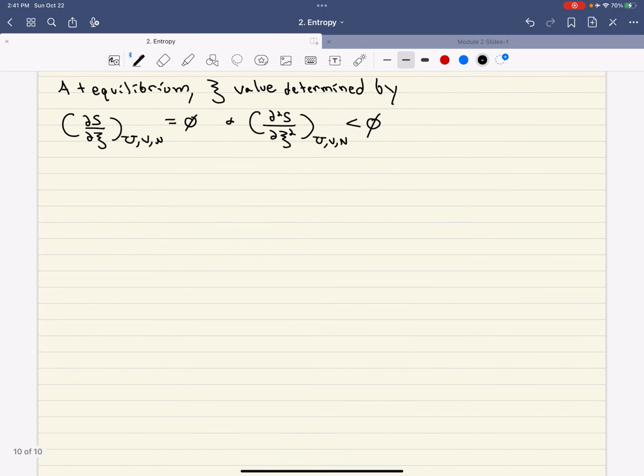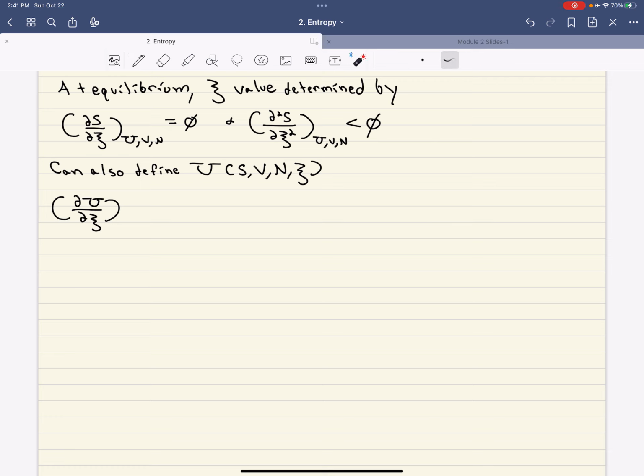What we're going to do now is recast these relationships in terms of internal energy. So we'll have an internal energy function that depends on entropy, volume, N, and psi as well. We're going to take the partial derivative of internal energy with respect to psi at constant S, V and N, but what I really want to focus on is the constant entropy part. I'm just leaving off the V and the N for brevity. So we want to evaluate this partial derivative.